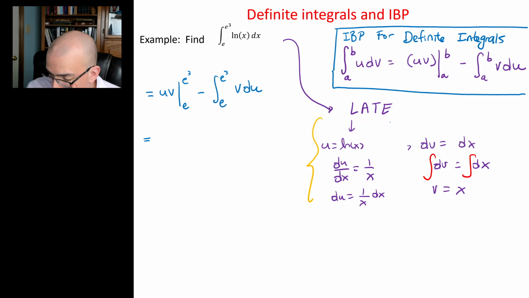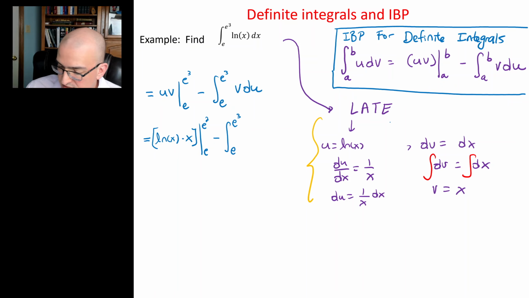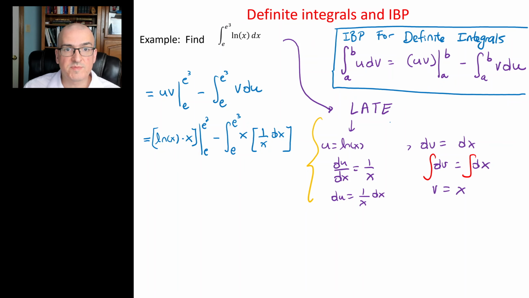So let's plug in u and v. u is ln of x. v is x. And we're going to evaluate this from e to e cubed, minus the integral from e to e cubed. v is x. And then du is 1 over x dx. So just subbing in all those pieces.